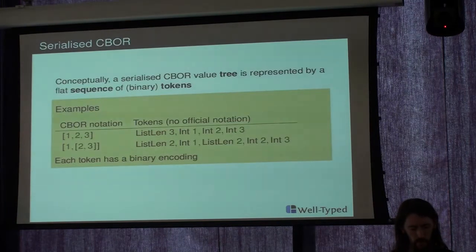Okay. So conceptually, a CBOR value is like a JSON tree-like value. When it's serialized, it's represented as a sequence of tokens, and those tokens have a binary representation, and that is the overall binary representation of the flattened CBOR value. So, for example, here's a list 1, 2, 3. As tokens, that's list of length 3, followed by integer 1, integer 2, integer 3. Those are the tokens, and then each of those tokens has a binary encoding, and the overall encoding is just a concatenation of all that. So that's what gives us the structure.